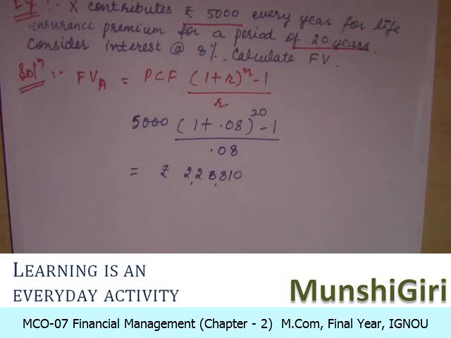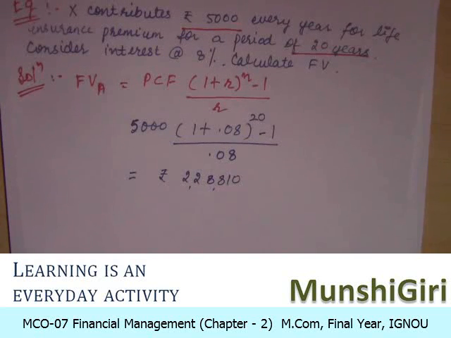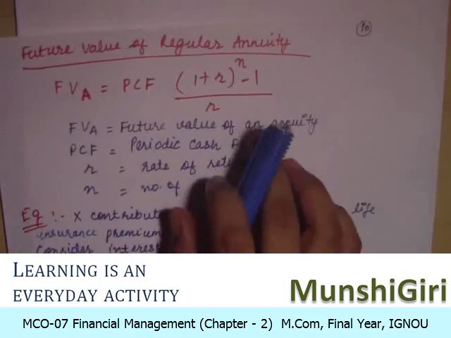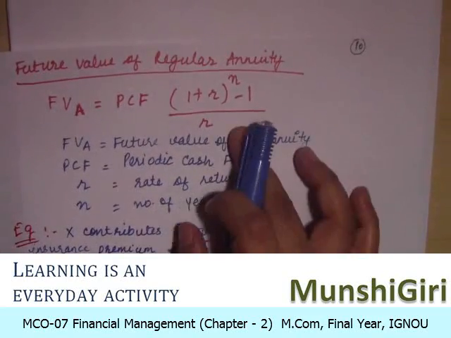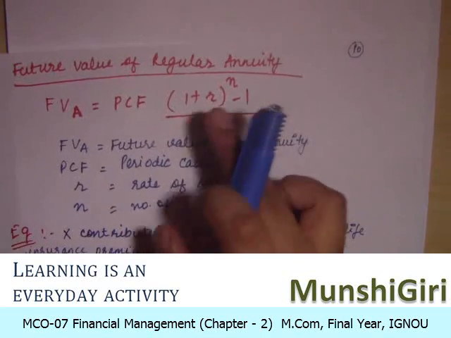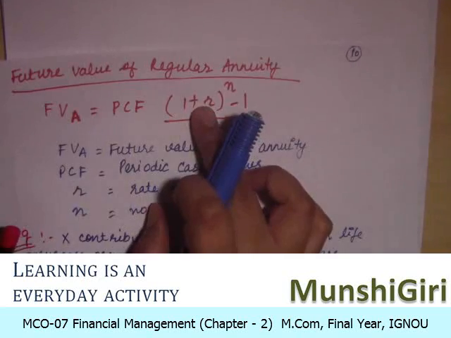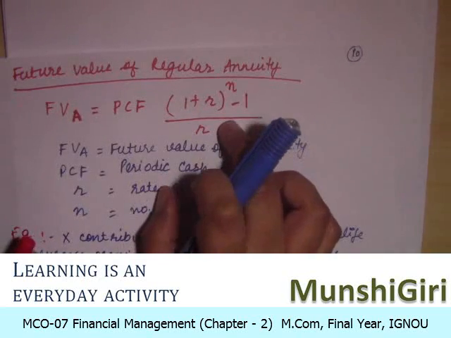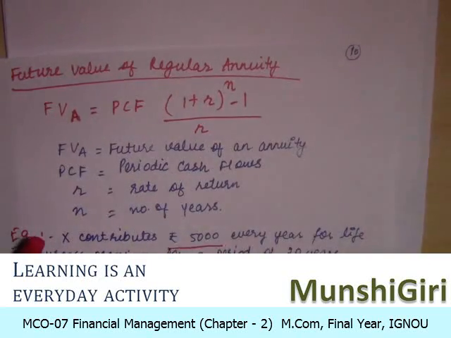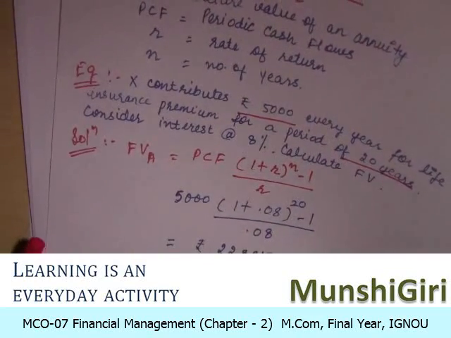Okay, now whatever is asked in the question like interest rate or number of years, you can put the given component in this formula and find out the missing values. Like if the R is missing, you can place the future value and the periodic cash flows and can calculate the value of R or the value of N, whatever is missing in the question. So that was about it.